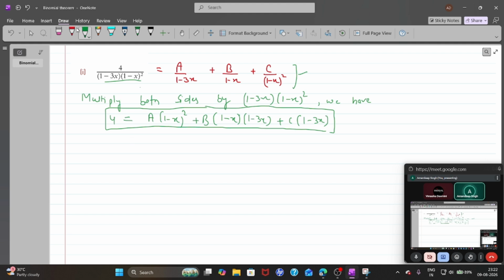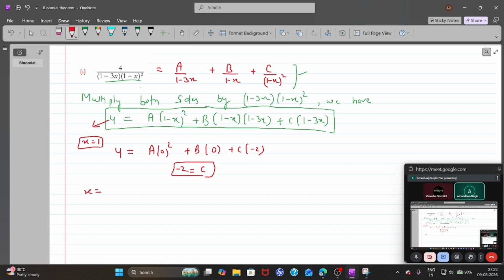Okay, so now, as we know, this equation will be satisfied for infinitely many values of x. I need three values a, b, and c, but I have two possible values of x here: x is equal to 1 and x is equal to 1 by 3. First of all, I'll use these two values, then I will see for the rest of the unknowns. So if I put x is equal to 1, then I will have 4 is equal to a into 0 square plus b into 0 plus c into minus 2, so c is equal to minus 2.